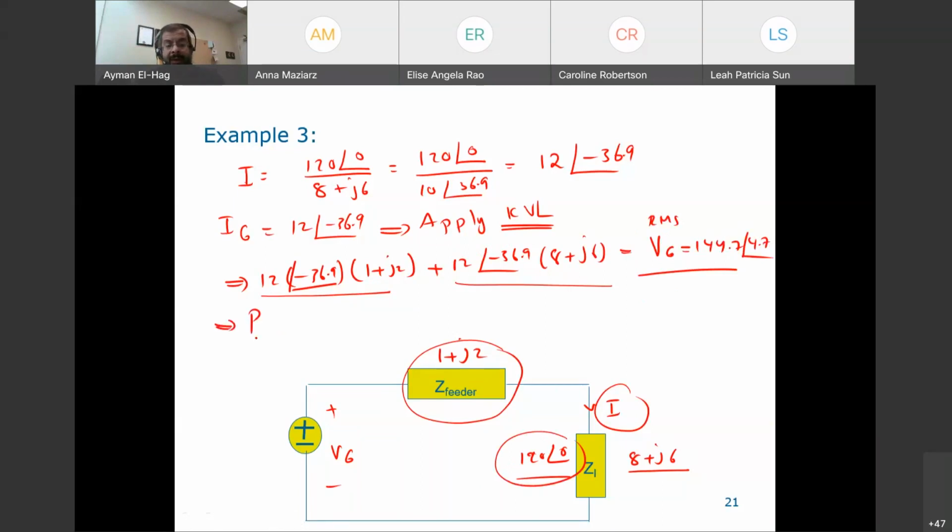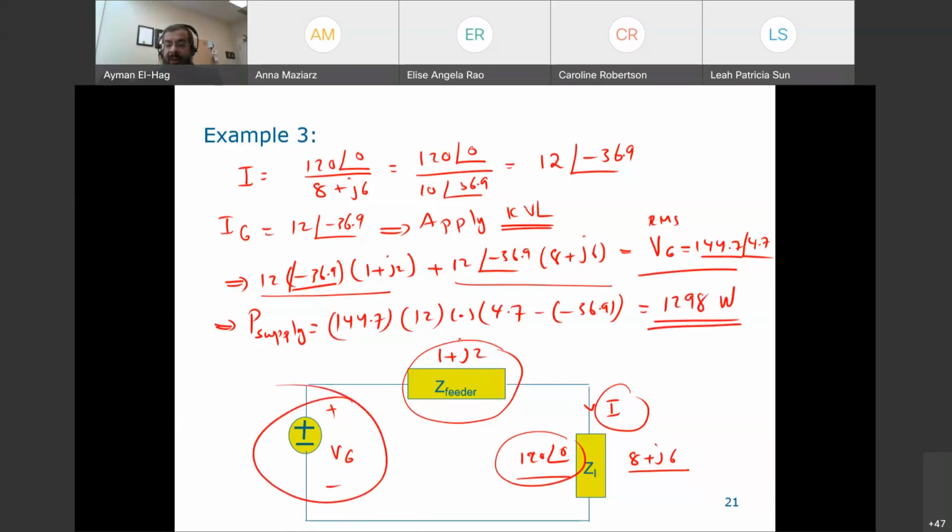So the power that is coming from the supply is equal to the magnitude of V, 144.7, times I, which is 12, times cosine of theta V, which is 4.7, minus theta I, minus 36.9. This is equal to 1298 watts. This is how much power we supplied from the source.